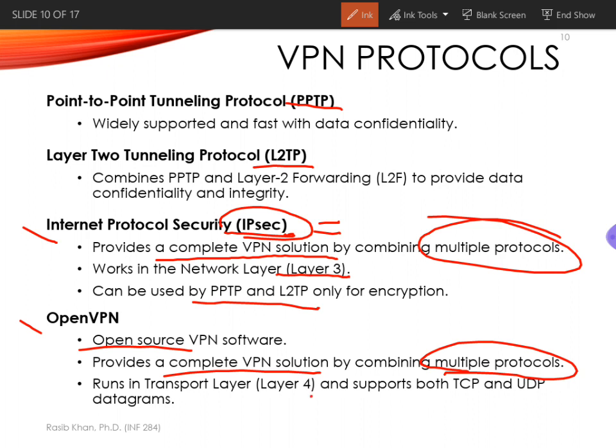And this runs, instead of layer 2 or layer 3, OpenVPN runs in the transport layer, that is layer 4. And we know that the most common protocols for layer 4, the transport layer, are TCP and UDP, where TCP is reliable and UDP is unreliable, and OpenVPN actually supports both the TCP and the UDP datagrams for encrypted channeling through the VPN.